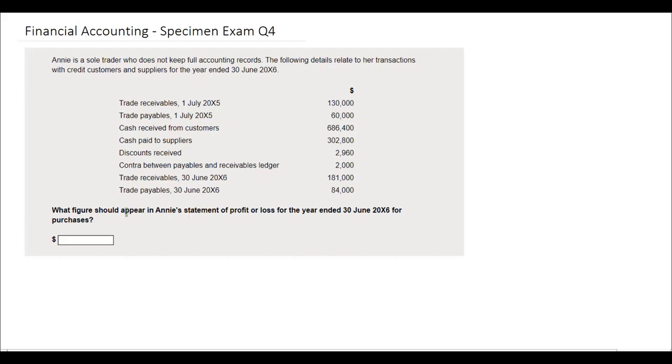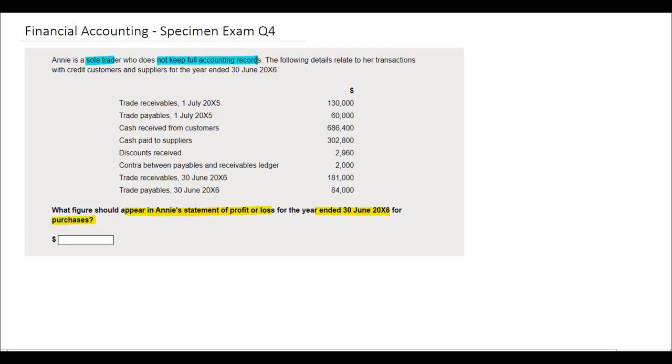In this question, you are being asked to identify the figure that should appear in Annie's statement of profit or loss for the year ended 30th of June 20X6 for purchases. Now, if we have a look at the detail that's been presented in this question, you're told that Annie is a sole trader and that she doesn't keep full accounting records.